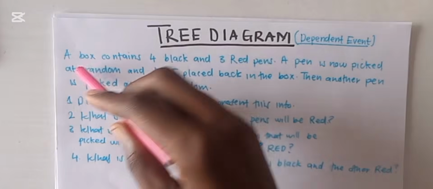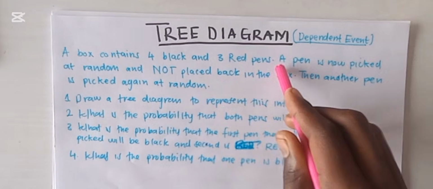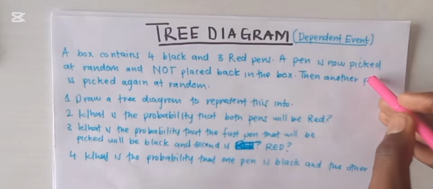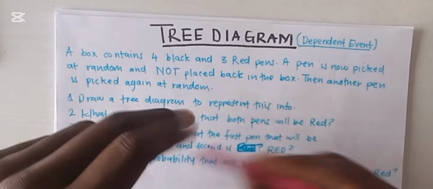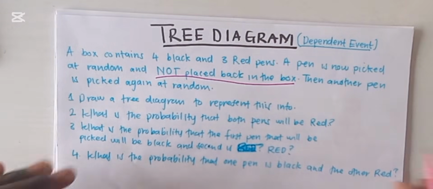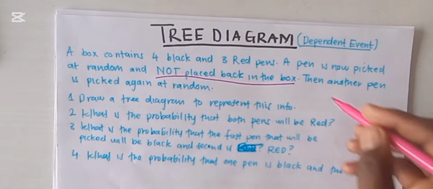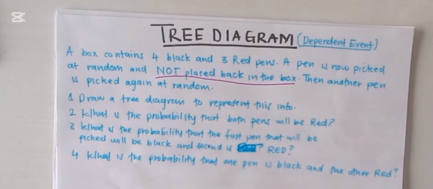In this example, they say a box contains 4 black pens and 3 red pens. A pen is picked at random and not placed back in the box. This one is different from the one we did previously. We pick something and don't place it back, and then another pen is picked at random, so this is performed twice. Then they say, draw a tree diagram to represent this information.